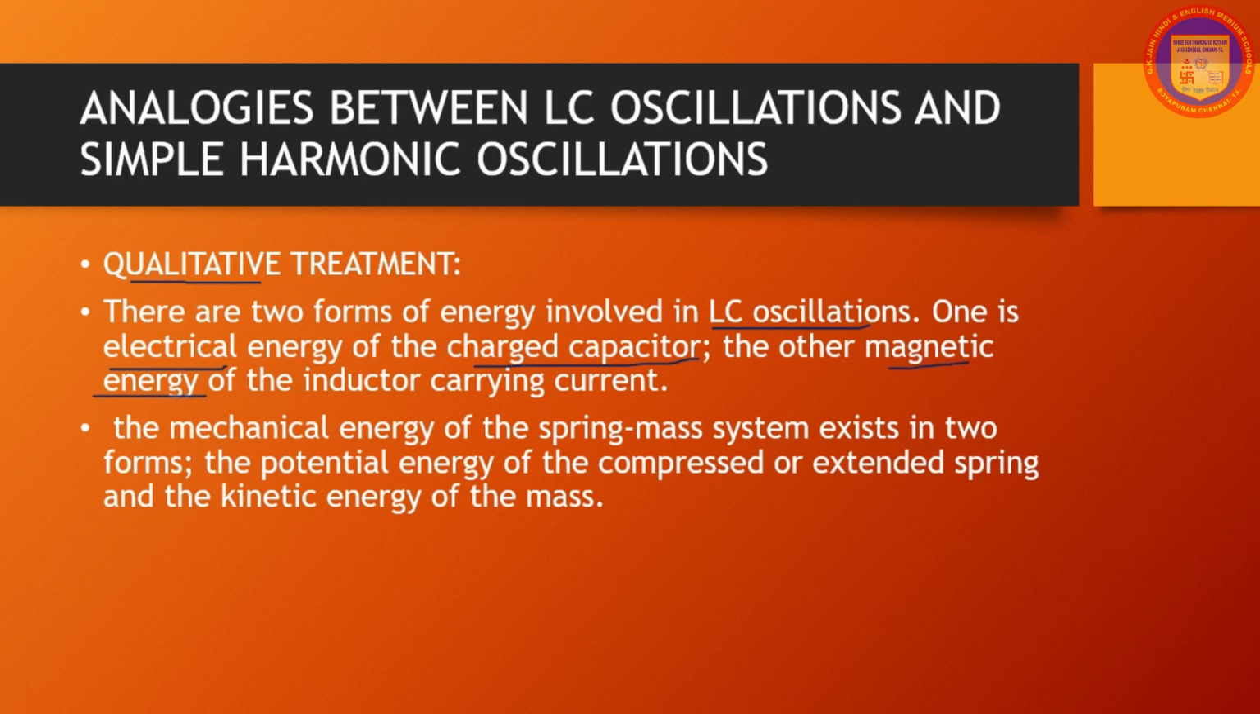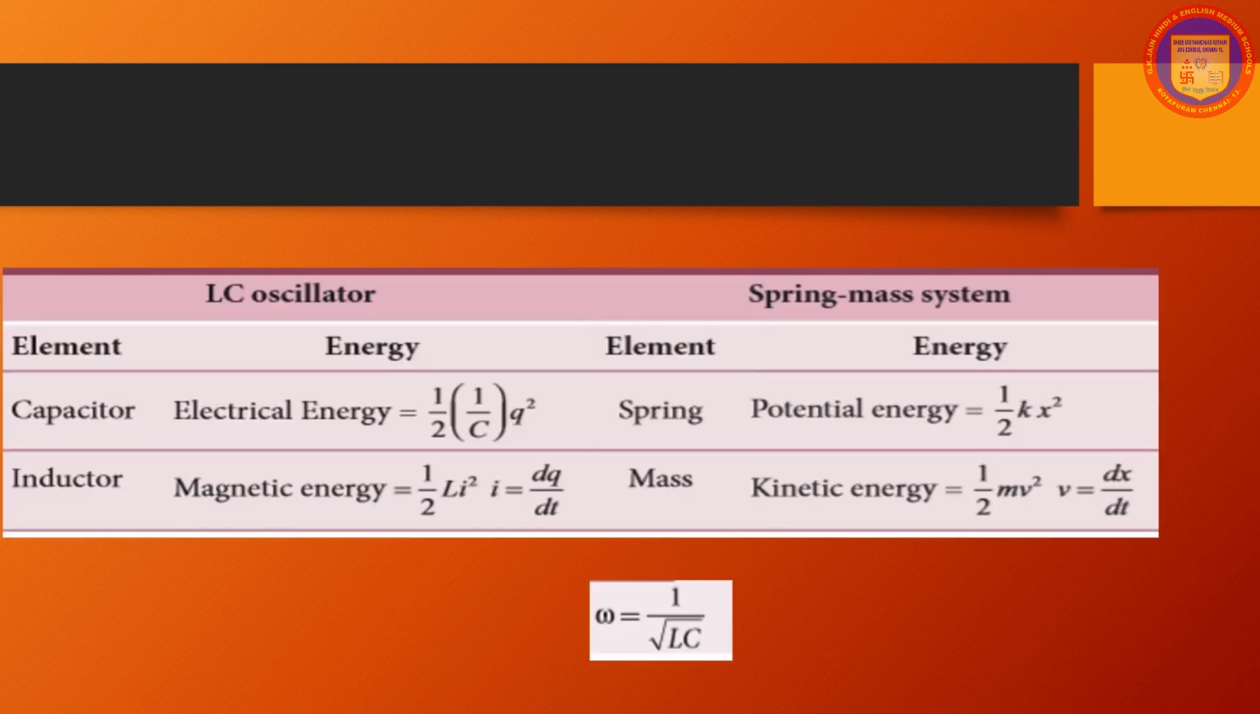In the same way, the mechanical energy of the spring mass system consists of two forms. One is the potential energy of the compressed or extended spring and the other is the kinetic energy of the mass. So by comparing those two, the angular frequency of oscillation of the spring mass is given by omega is equal to square root of K by M. In the same way, the angular frequency of the LC oscillation can be written as omega is equal to 1 by square root of LC. This is given in the tabular column.